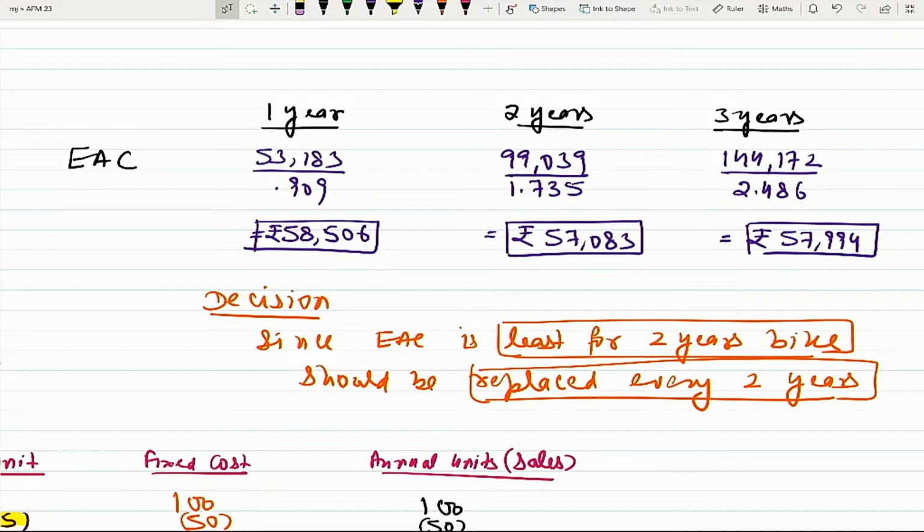So how do we read this? It means if we replace after 1 year, every year costing would be 58,506. If we replace after 2 years, every year costing would be 57,083, and third year 57,994.